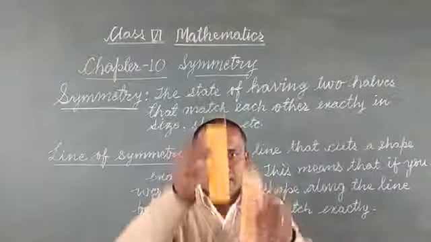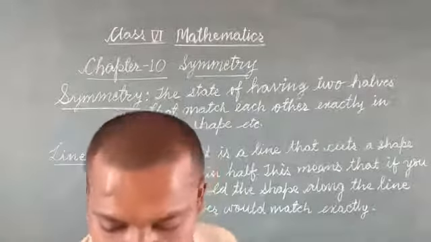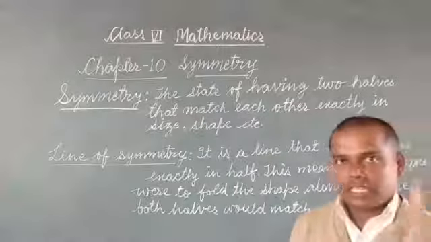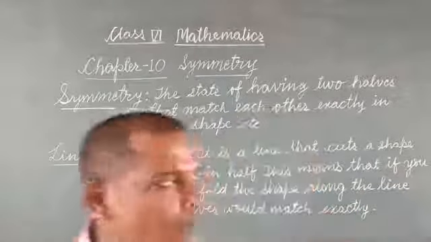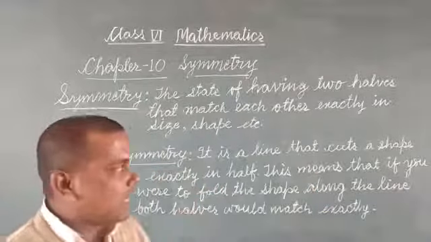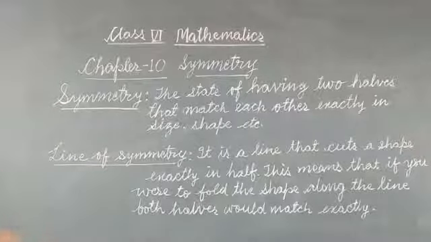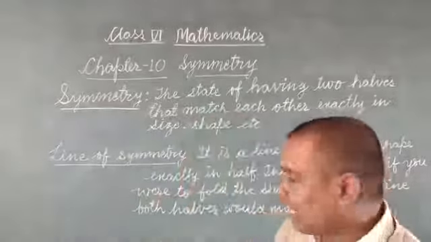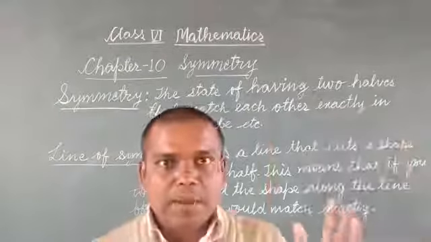And now we will discuss the line of symmetry. A line of symmetry is a line that cuts a shape exactly in half. This means that if you were to fold the shape along the line, both the halves exactly match each other. I am showing with an example.